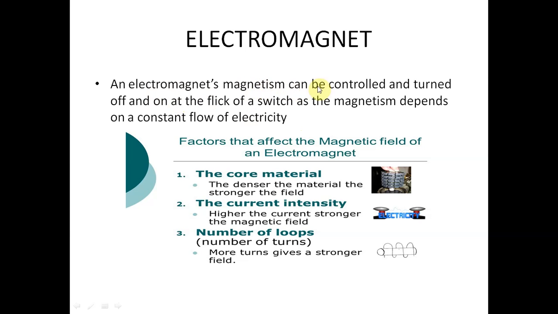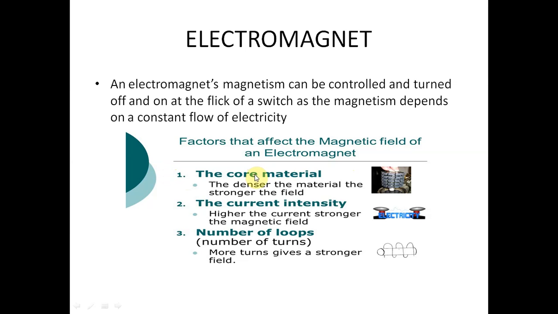An electromagnet can be controlled, turned off and on at the flick of a switch, as the magnetism depends on a constant flow of electricity. क्योंकि जो इलेक्ट्रोमैग्नेट है उसका जो बिहेवियर है वो इलेक्ट्रोमैग्नेट तभी तक है जब तक उसमें से करंट पास होता है. तो अगर हम करंट को कम करें, ज्यादा करें या बंद कर दें तो हम इसकी स्ट्रेंथ को कंट्रोल कर सकते हैं. Now next is what are the factors that affect the magnetic field of an electromagnet. कि कौन-कौन से फैक्टर हैं जो इलेक्ट्रोमैग्नेट की स्ट्रेंथ को अफेक्ट करते हैं.